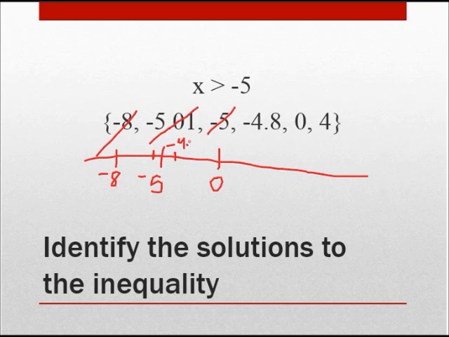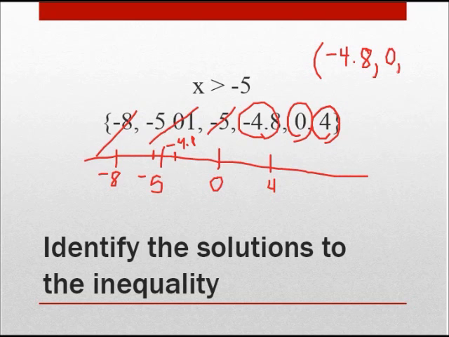-4.8 would be right here. So yes, this is a solution. 0, is 0 greater than -5? Yes. Is 4 greater than -5? Yes, it is. So the solution would be -4.8, 0, and 4.